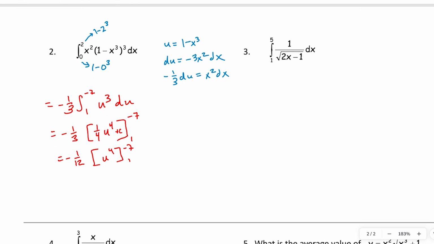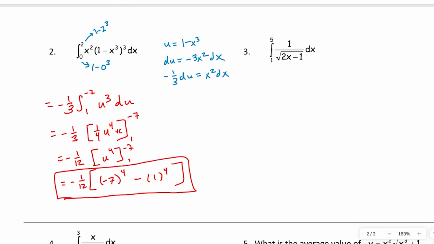So the fundamental theorem says we're going to substitute in -7 and then 1, and then subtract those. So we're going to end up with a c minus c. So let's go ahead and plug in those values. We have -1/12 times -7 to the 4th minus 1 to the 4th. Now, I'm not going to make you do -7 to the 4th by hand, so we're just going to leave that as our answer.